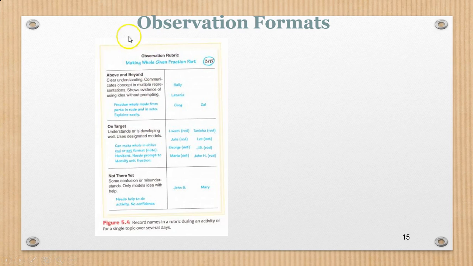This is actually pulled from math. You can see that it says making whole given fraction part, but you could put what you're looking at in terms of the science trait or process. And you just have 3 categories: above and beyond, on target, not there yet. And what you do during the class is you just put the names right there of the students who are showing above and beyond, on target, or not there yet. Very quick, very easy to implement.